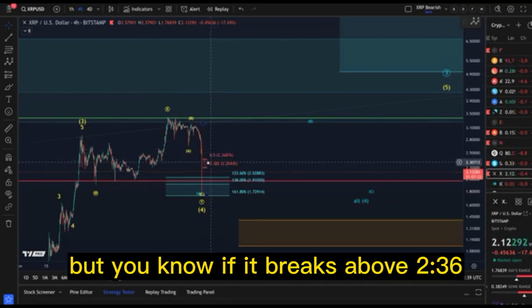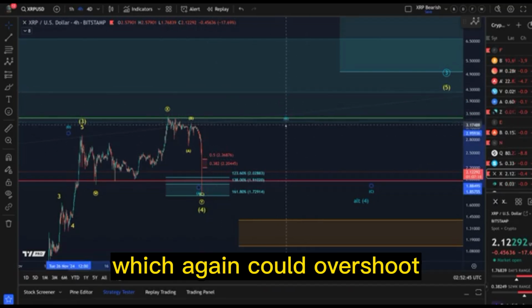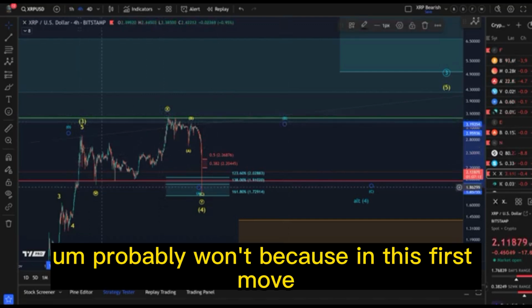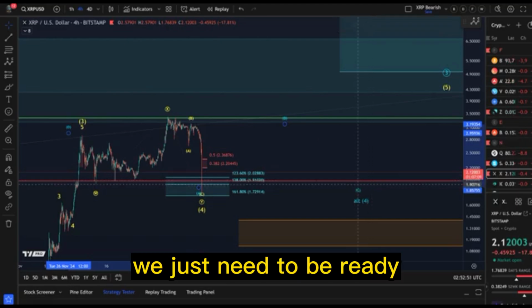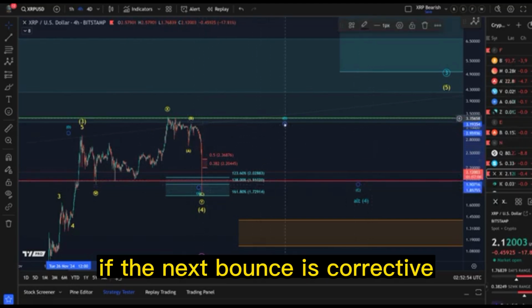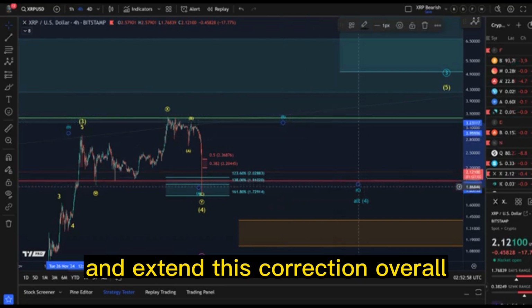But if it breaks above 236, I'm watching either for a direct breakout or a larger B wave, which again could overshoot. Probably won't, because in this first move we have an overshooting corrective wave. So we just need to be ready. If the next bounce is corrective, it could just be a B wave and extend this correction overall.